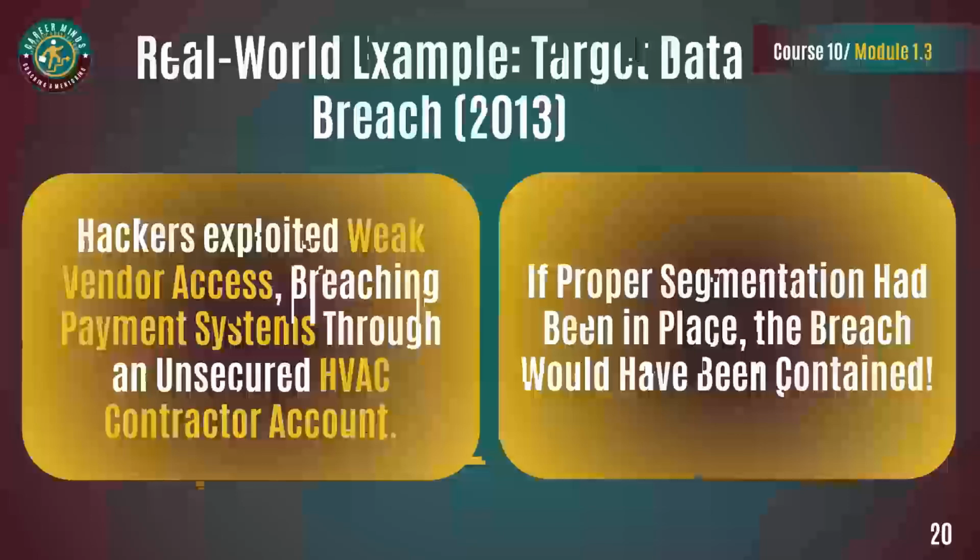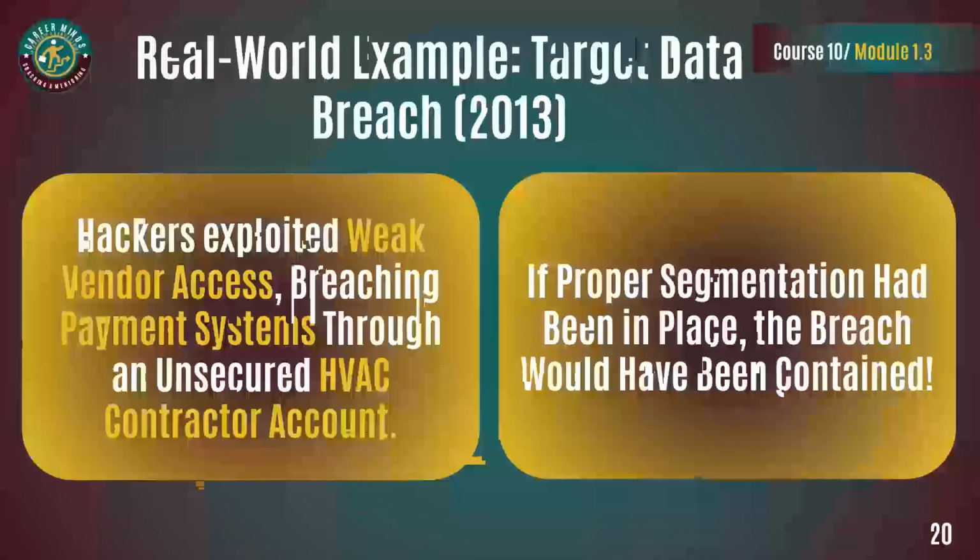Poor segmentation allowed them to pivot into the payment system. But with segmentation, the HVAC and POS systems should have been on completely separate segments. This is where we learn that isolation can actually be a lifesaver.